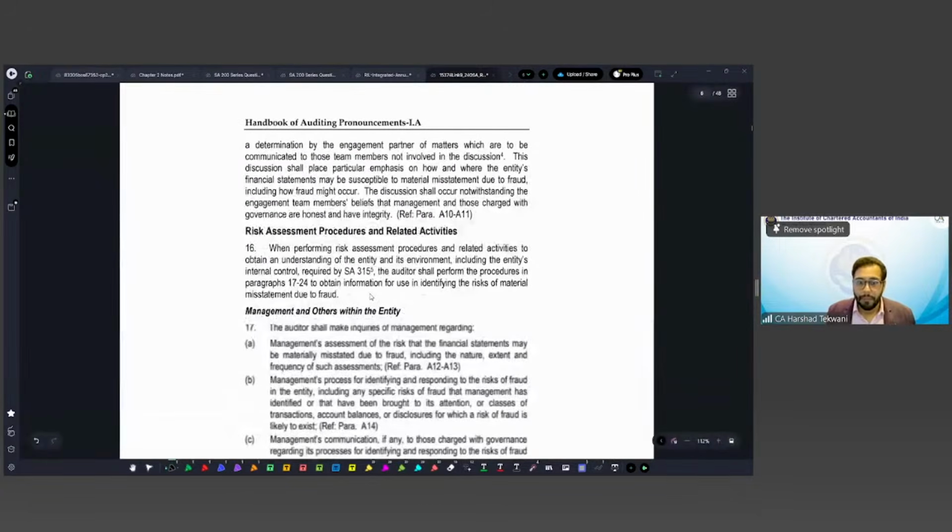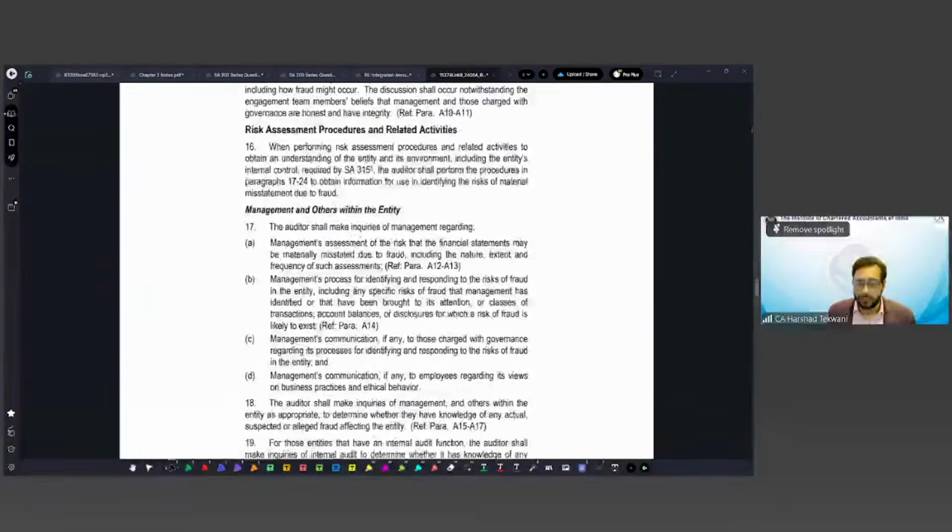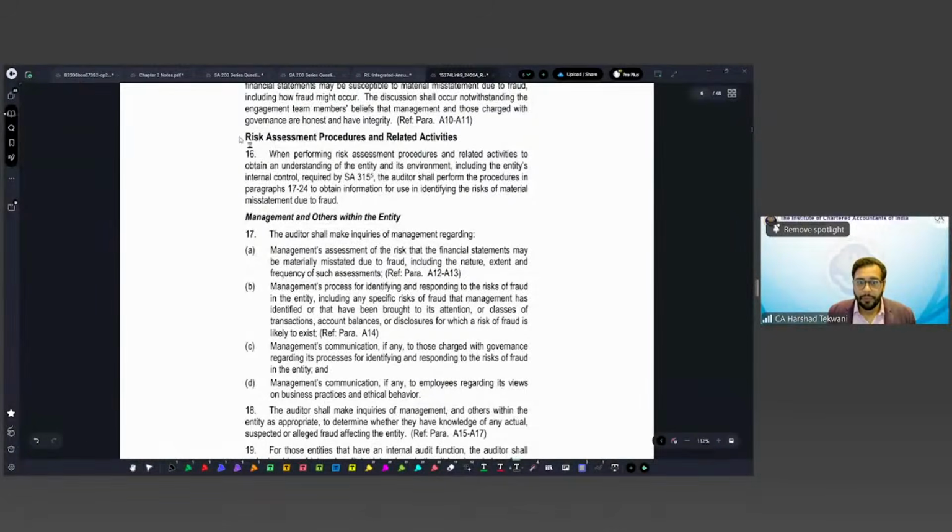So risk assessment procedures, I'm talking about. You will perform risk assessment procedures. What is the first procedure that we talked about? Inquiring management and others within the entity. So you are required to make inquiries with the management and others within the entity. The standards tell you, okay, you are required to do that. Now, if you are required to do this particular part, then what are you required to do in this?